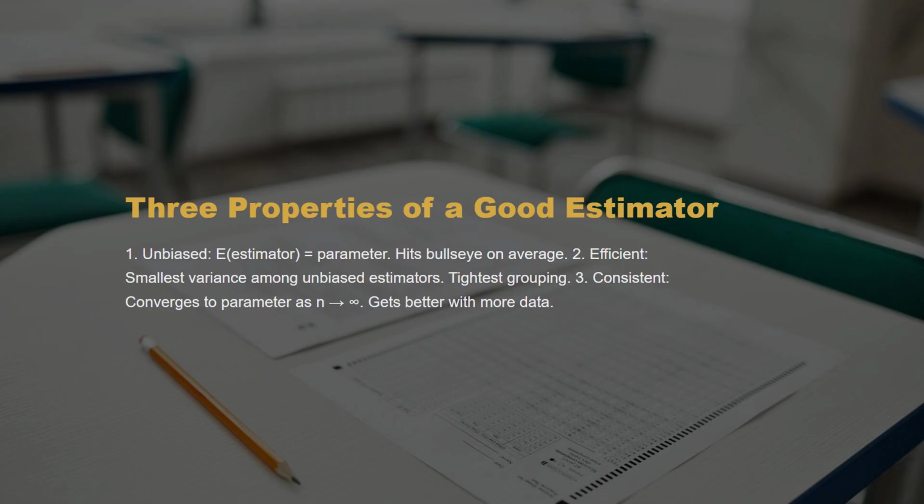The exam often tests whether you can distinguish these three properties. Unbiasedness is about the center. Efficiency is about the spread. Consistency is about what happens as n grows.